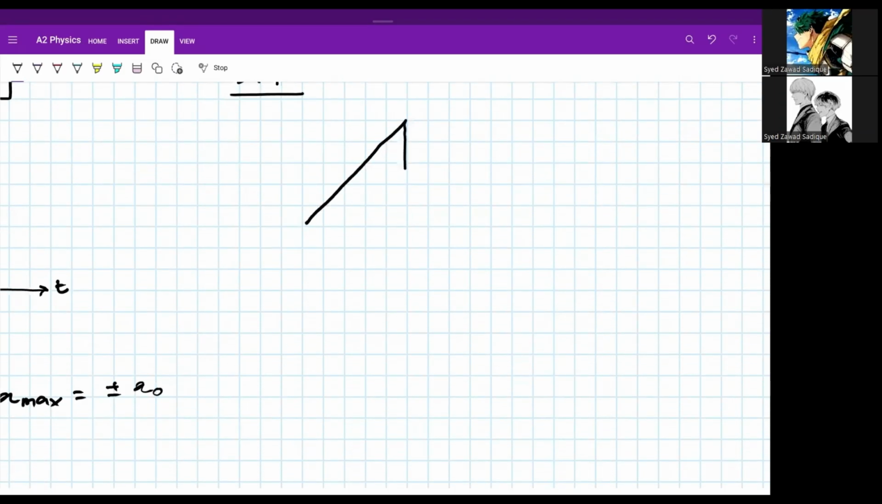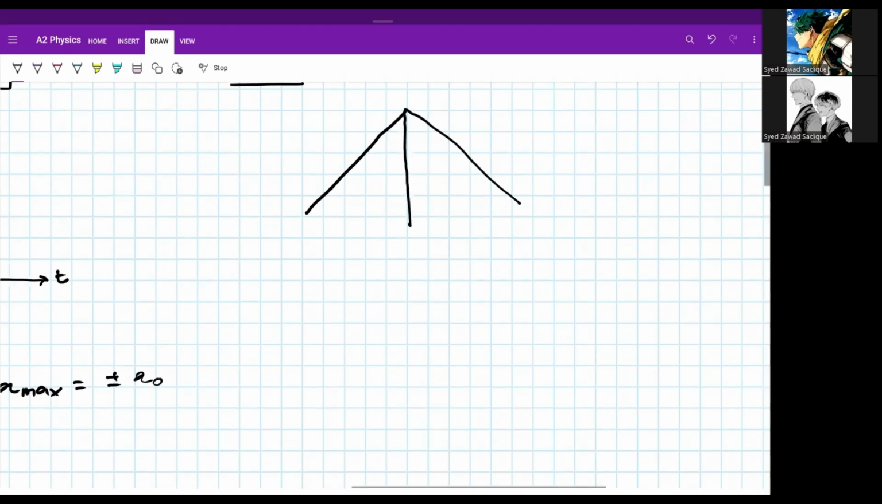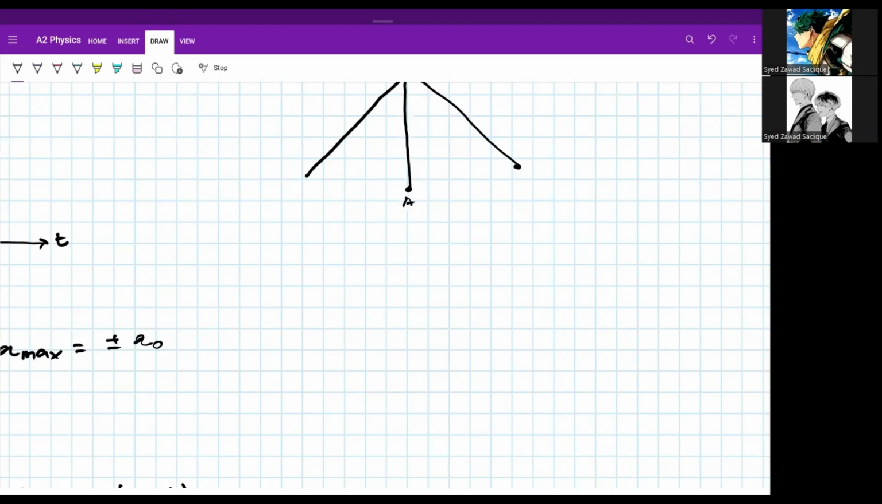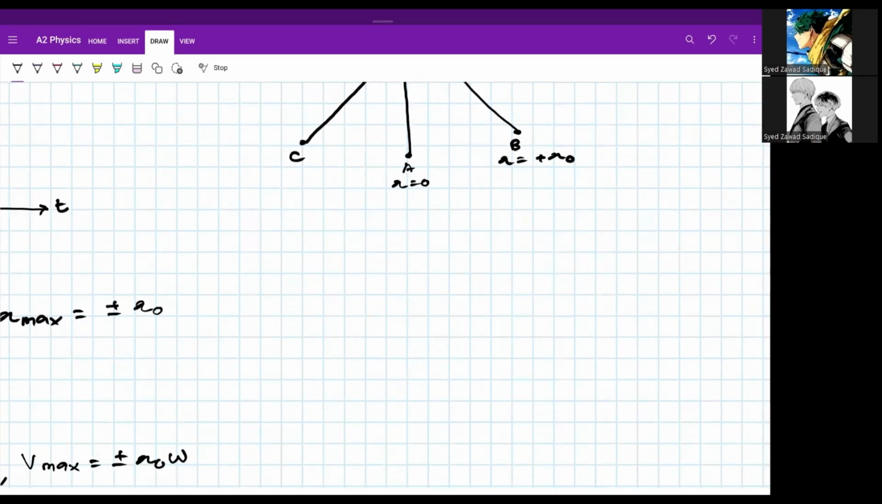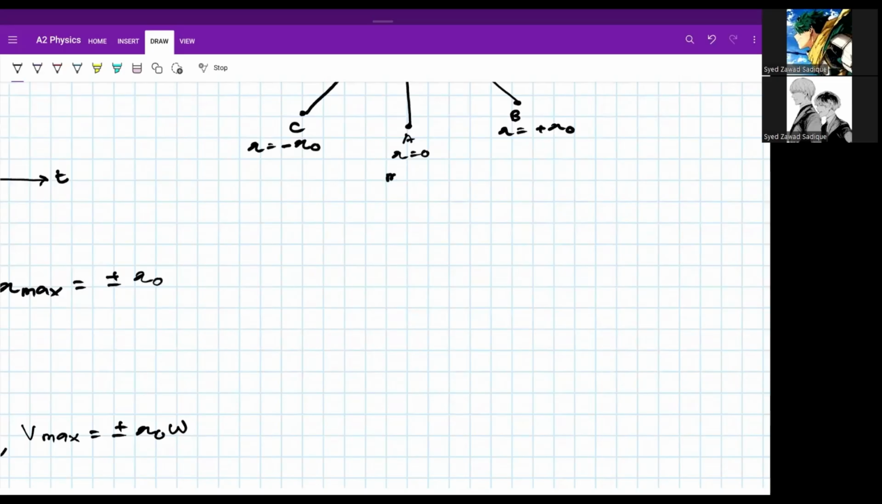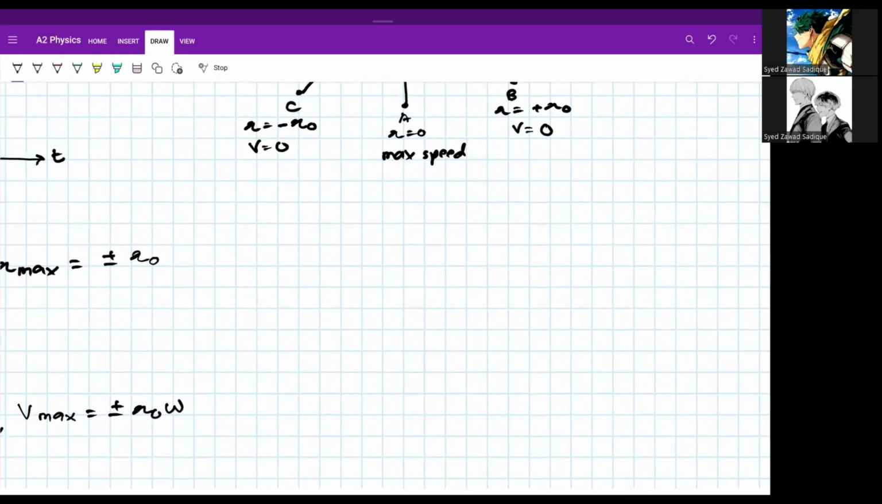Now let's think of a pendulum. In this pendulum, there are 3 points. This is A, this is B, and this is C. At A, displacement is 0. At B, displacement is positive maximum displacement, which is amplitude. Or we can just say at B, x is positive amplitude. At C, displacement is negative amplitude. At A, we have max speed. At B, v is equals to 0. At C, v is equals to 0. So as we have max speed in A, v max is equals to plus minus x naught omega.